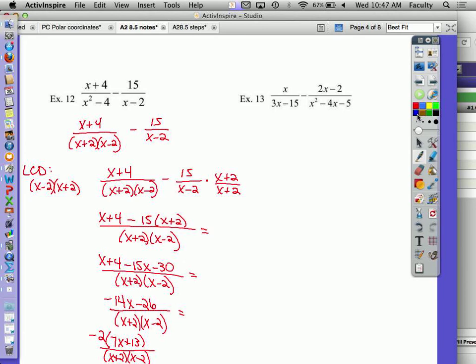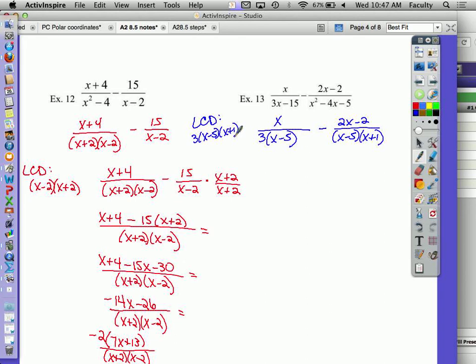Okay, all right, here we go. Example 13. We're going to factor out the GCF, and I'm going to factor this denominator as x minus 5, x plus 1. So remember, step 1, factor each denominator. Step 2, find the LCD. So McKenna, what's the LCD here? 3 times x minus 5 times x plus 1. Good. You guys don't lose the 3. 3 is a factor in the denominator, so it's got to be used.